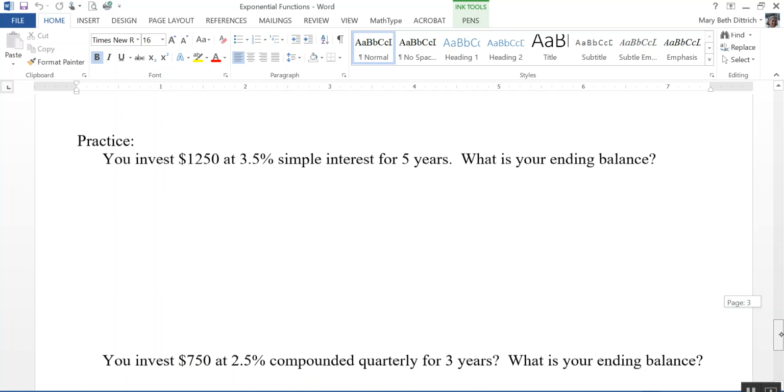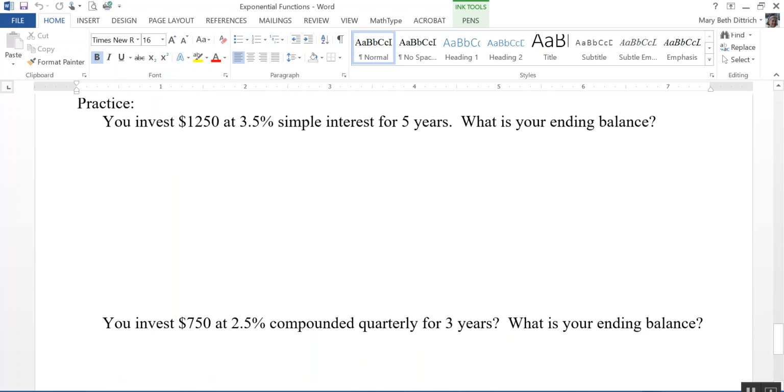So here's a couple problems I'd like you to try. The first one uses simple interest and the second one uses compound interest. If you would stop the video, copy these into your math journal and give them a try yourself.